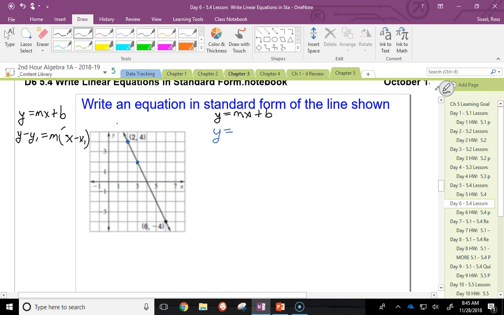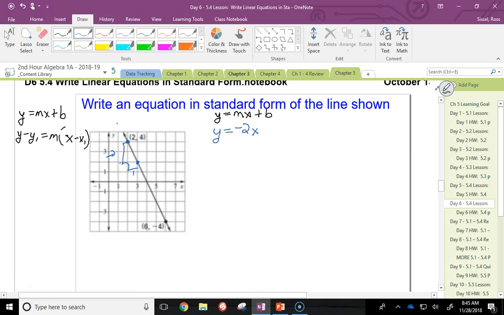So then I'm going to say that was -2, and we went over. Oops, I'm over 1. We went down 2, and I went over 1. So my slope is -2 over 1, or I'm just going to write it as -2. And then we have to identify our y-intercept.